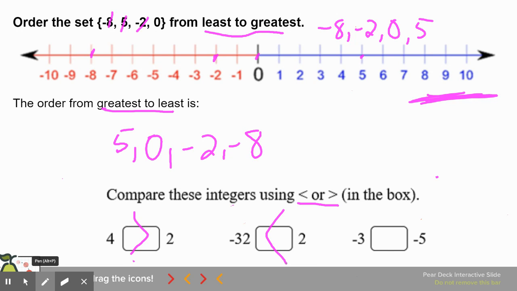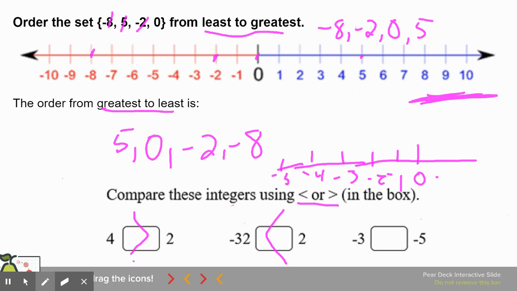Now this last one, negative 3 and negative 5. Some of you may go, oh, 5's the bigger number. Well, we have a negative on it. So if I were you, I may draw a little number line here and plot your points. So I have negative 3 and negative 5. Well, I can see that negative 3 is closer to 0, so negative 3 has to be the bigger number.